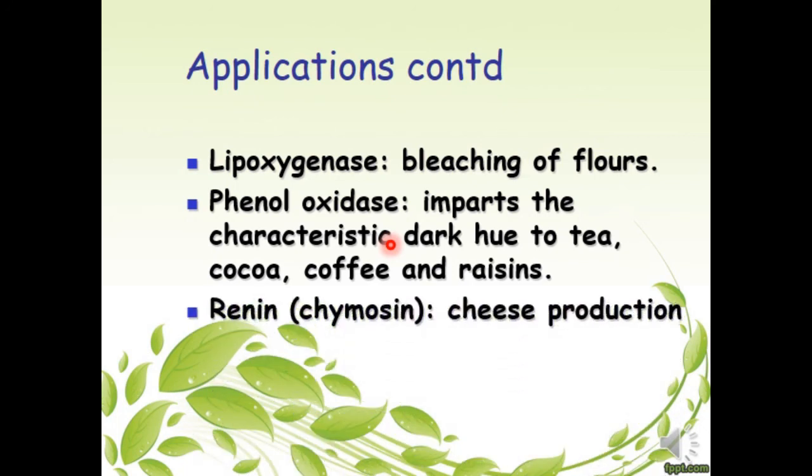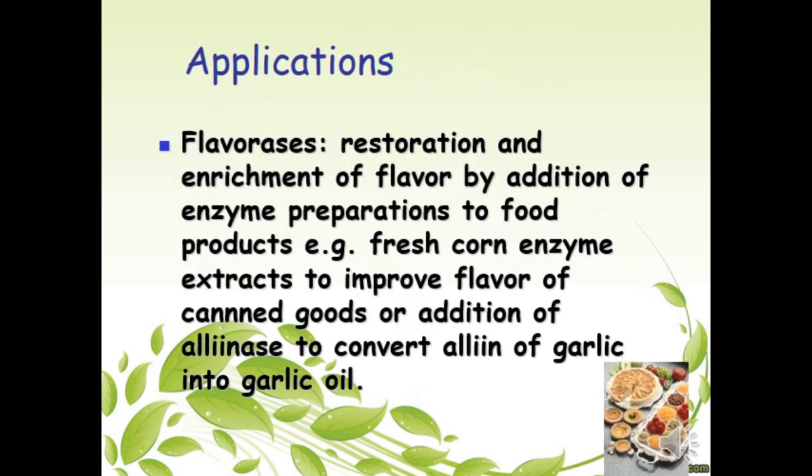This is another example, cheese production, specifically the chymosin enzyme. Note that this is one of the exceptions of an enzyme without the ending ase. Another example is flavorase for restoration and enrichment of flavor, when the enzyme is added to the product.